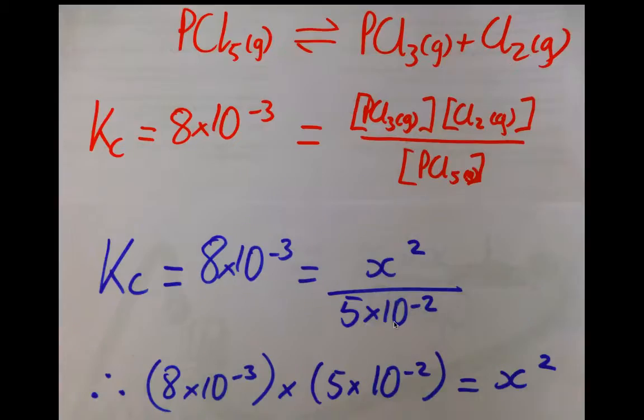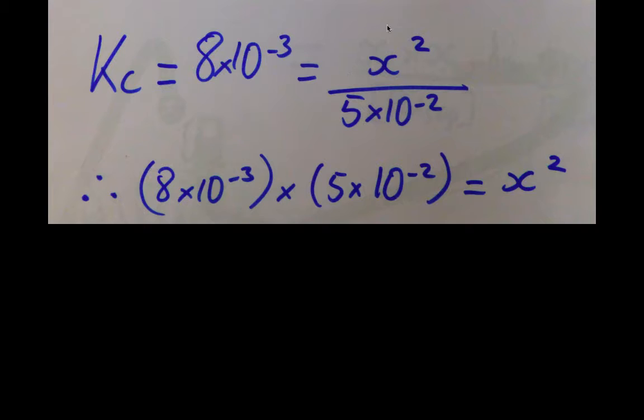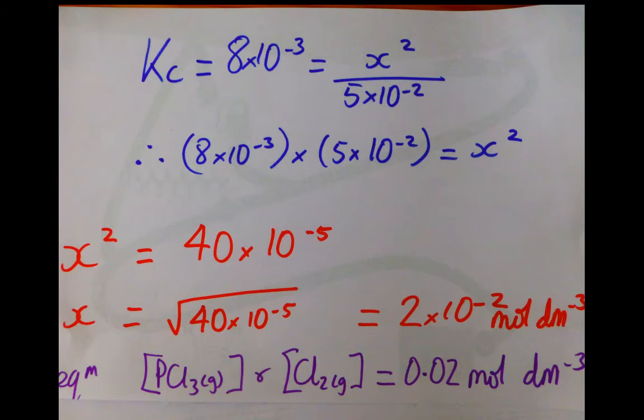So the next thing we do is just rearrange this. If we're trying to get this in terms of x squared, then we've got to push this 5 times 10 to the minus 2 up here, so we end up with 8 times 10 to the minus 3 times 5 times 10 to the minus 2 is x squared. Okay, so if we multiply these two together, x squared is 40 times 10 to the minus 5.